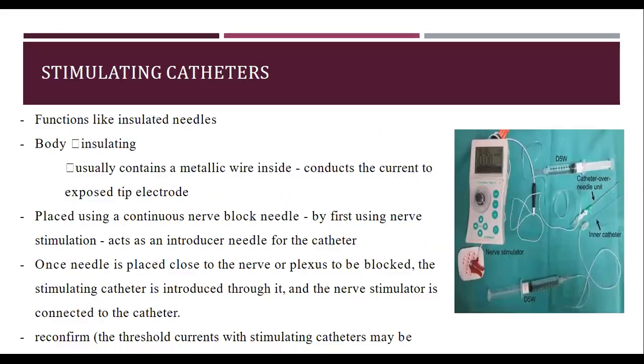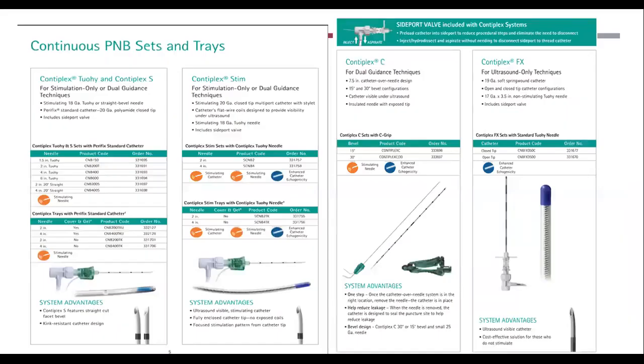It functions like insulated needles, with an insulating body that usually contains a metallic wire inside. It conducts the current to the exposed tip electrode. It is placed using a continuous nerve block needle, first using nerve stimulation, which acts as an introducer needle for the catheter. Once the needle is placed close to the nerve or plexus to be blocked, the stimulating catheter is introduced through it and the nerve stimulator is connected to the catheter. Reconfirm the threshold current. These are the continuous peripheral nerve block catheters and sets.